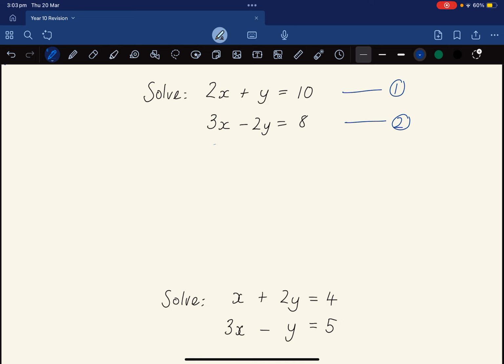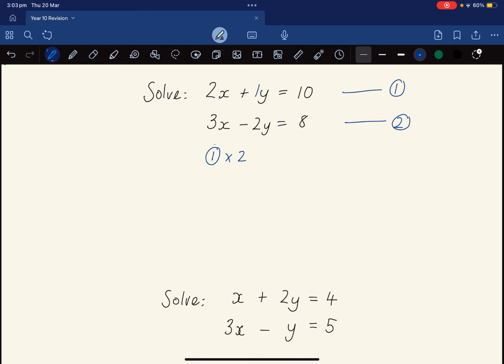Now we've got to decide which variable we are going to eliminate. I am going to choose y because it looks simplest, right? If I've got a 1y in there, that's what you're searching for. It's easiest to work with. Ideally I will make them both negative 2y, or 2y and negative 2y. So that means I've got to multiply equation 1 by 2, or negative 2. We just want to get them the same so we can eliminate them.